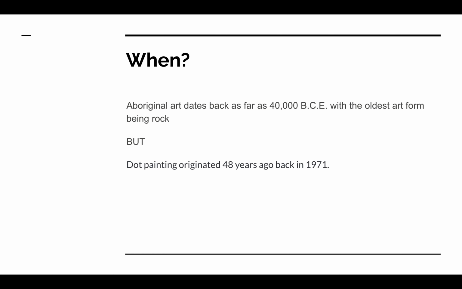So, when was Aboriginal art? Aboriginal art dates back as far as 40,000 BCE, and its oldest form of art was made out of rock. However, dot paintings originated 48 years ago, back in 1971. So we are going to be focusing on dot paintings.